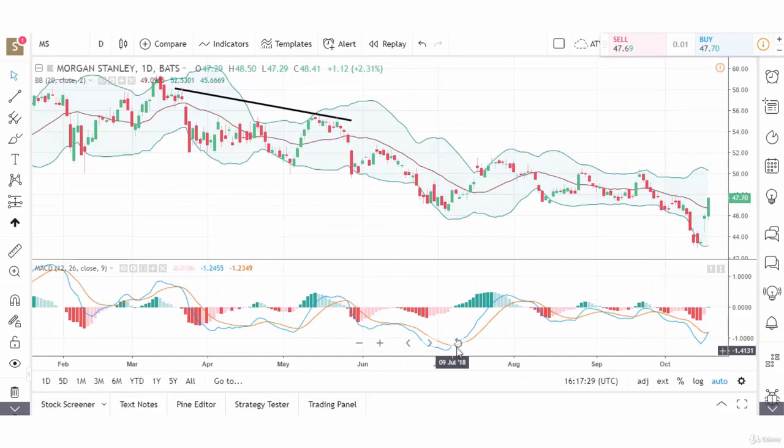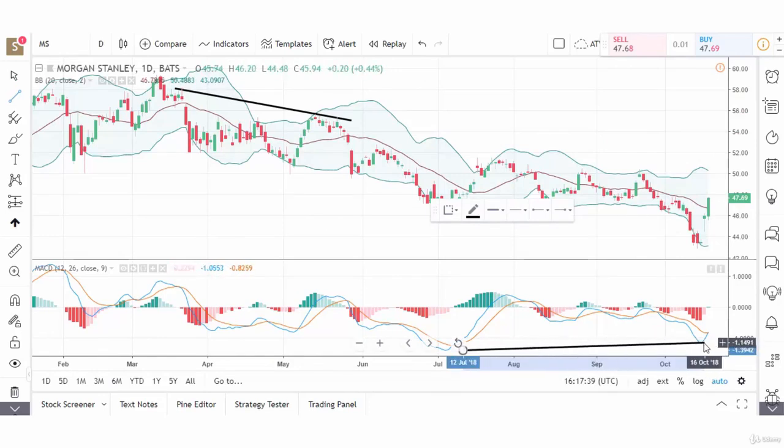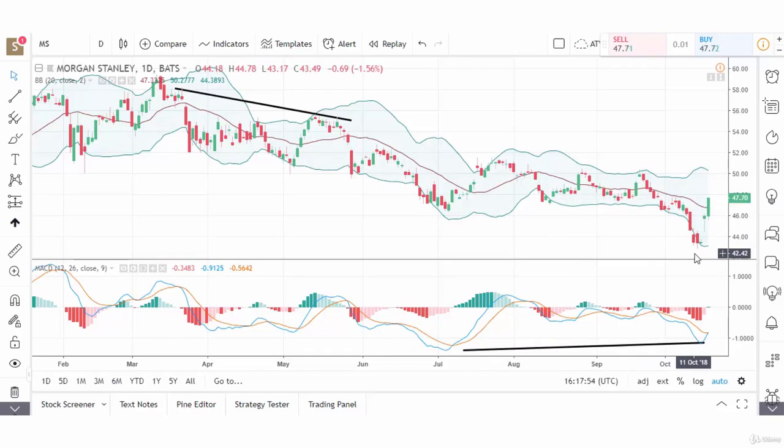As we can see on the MACD, we actually have a divergence because the MACD has been trending up from this low while the stock has continued to trend down. So that's a positive divergence, and we're looking for the stock now to bounce. So that's Bollinger Bands and how we would use them to trade Morgan Stanley.